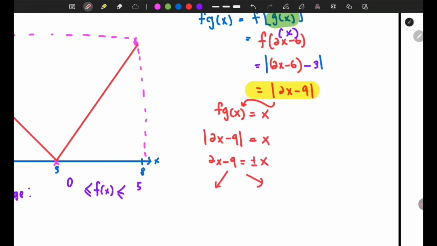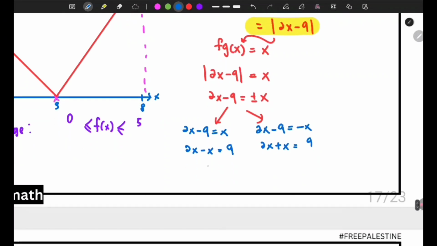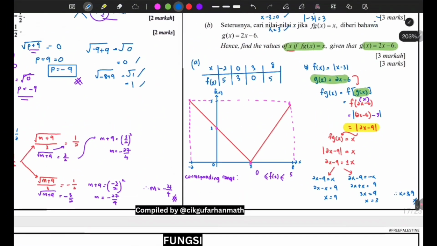So when you have a plus minus, it's better to split into two parts. So one here, 2x minus 9 equals x. Another one, 2x minus 9 equals negative x. So bring your x to one side and your numbers to one side. 2x minus x, your negative 9, bring there a positive 9. 2x, your negative x, bring here positive x. Negative 9, bring there a positive 9. So 2x minus x is x, so your x is equal to 9. And 3x is equal to 9, here x is equal to 3. So your x is 3 or 9. Ta-da! Done.